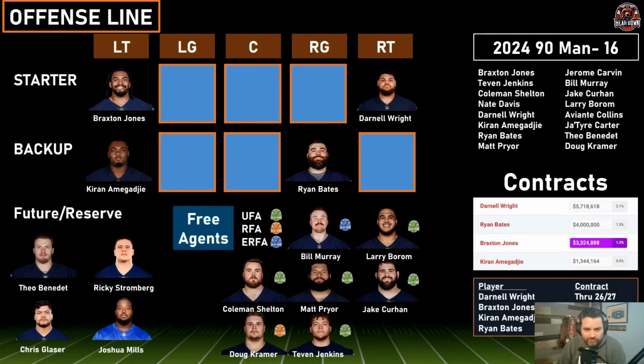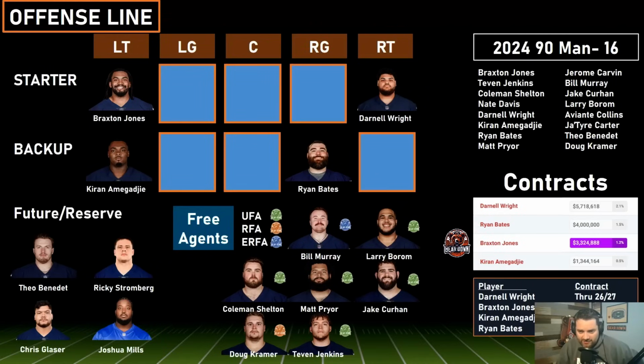Number one, here's our offensive line. You can see the big gaps here. This is why there's so much need to go after the offensive line in free agency and in the draft. Our future reserves: Theo Benedict, Ricky Stromberg, Chris Glazer, and Joshua Mills. For free agents, we've got Coleman Shelton, Matt Pryor, Jake Kierhan, Larry Borum, and Tevin Jenkins as unrestricted free agents. Doug Kramer as restricted free agent. Bill Murray as an exclusive right guy, which is a perfect fit for us. You'll see that here in a second.